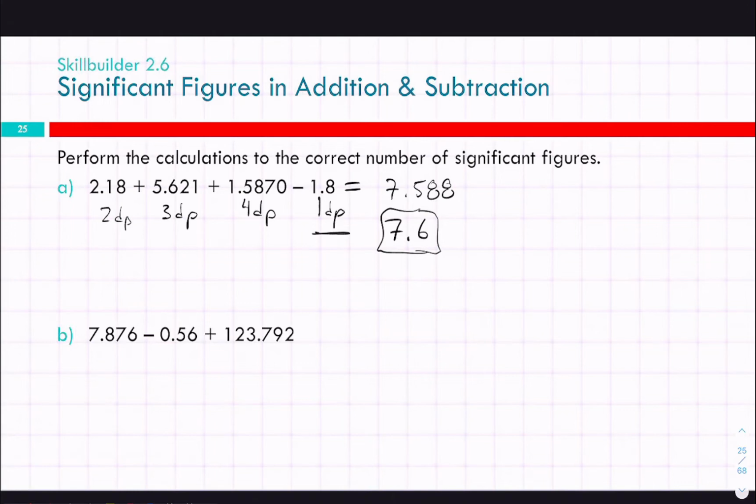Okay, so this next one, fewest number of decimal places. So two decimal places here, three, three. So then 7.876 minus 0.56 plus 123.792. And for addition and subtraction, the order doesn't matter. So 131.108, and we're only keeping two decimal places. So it's 131.11 as the final answer.